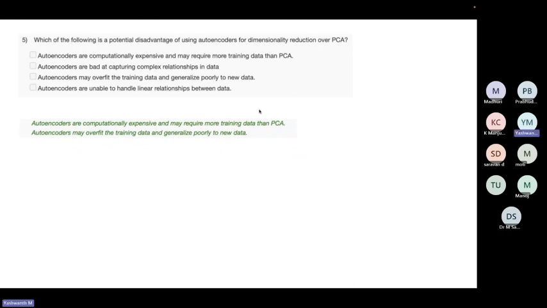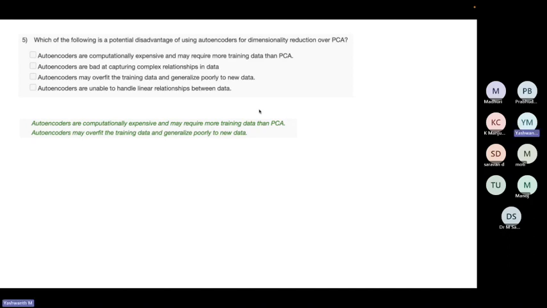Again, which of the following is a potential disadvantage of using autoencoders for dimensionality reduction over PCA? Basically, PCA is just optimization over two matrices, right? Unlike a neural network, it is not computationally intense.